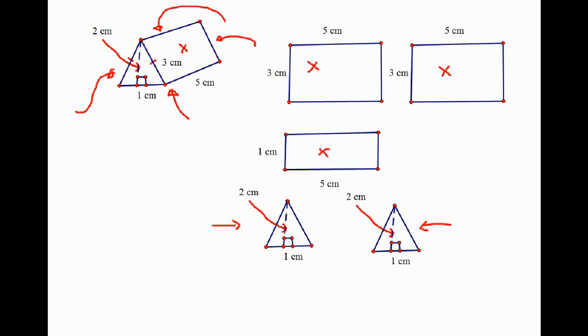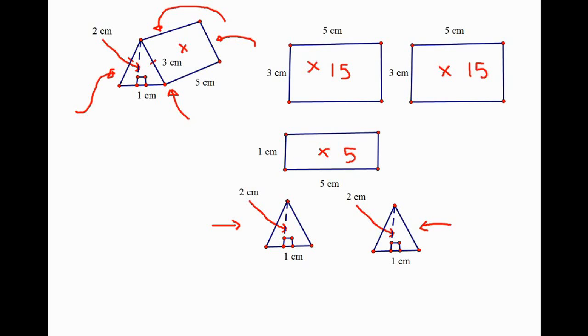So what we're going to go ahead and do now is calculate the area of each one of these sides. If we do the first rectangle here, length times width, 5 times 3 is 15. I'll take the unit out of it for now and just include it in the last answer. This rectangle is also 15 centimeters squared, 5 times 3. This one here is 5 centimeters squared, 5 times 1.